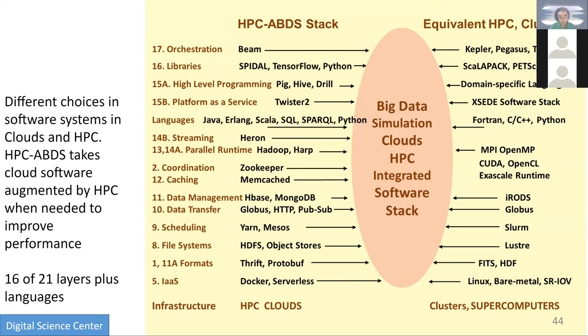So there's actually a lot of differences because these worlds have just grown up differently with different trade-offs. And some features like Zookeeper, which is a coordination system to keep track of concurrency, are just not typically used in simulation. So you will not see it in the simulation area. Caching is more important for data than it is for simulation.